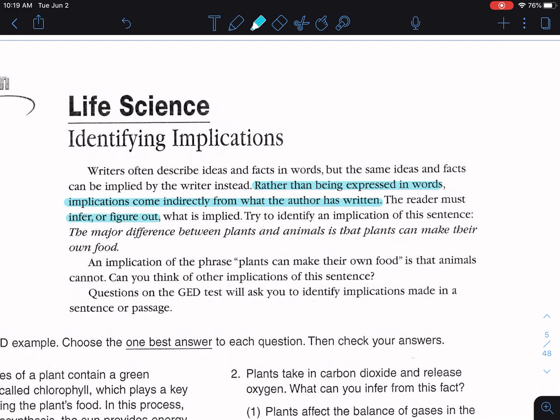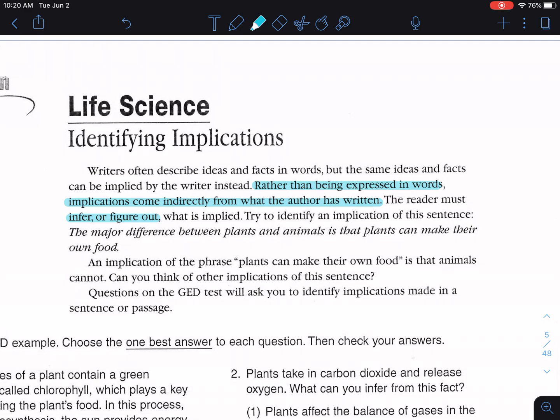Try to identify an implication of this sentence. The major difference between plants and animals is that plants can make their own food. An implication of the phrase, plants can make their own food, that's a fact, is that animals cannot. You can surmise, guess, that because plants can, it's not saying anything about animals, that animals can't make their own food.